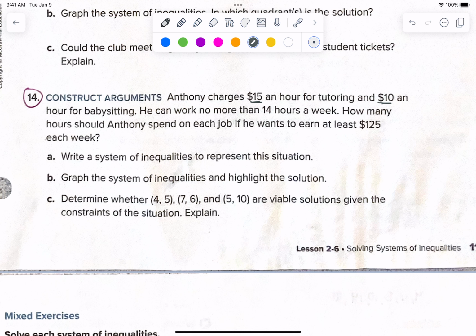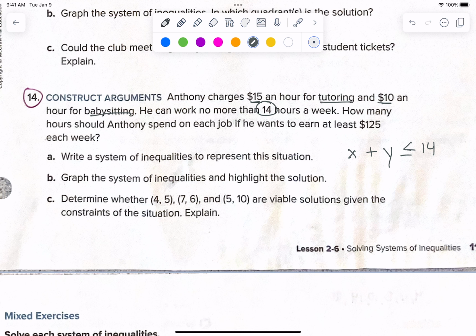All right. So he can work no more than 14 hours a week. So we have to be less than or equal to 14. But what is less than or equal to 14? Tutoring and babysitting. The number of hours tutoring plus the number of hours babysitting has to be less than or equal to 14. You see how that works? X and Y are the number of hours, okay? If you want to do T and B for tutoring and babysitting, that's fine too. We can do that.